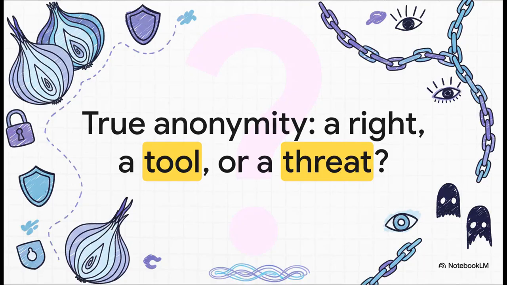Ultimately, Tor forces us to confront this really fundamental question. You've got a tool that can free the oppressed and protect the vulnerable, but it can also shield criminals. It makes you wonder, in a world where we're being watched more and more, is true anonymity a basic human right? Is it a vital tool for a free society, or is it just too dangerous of a threat? The answer, just like the network itself, has a whole lot of layers.